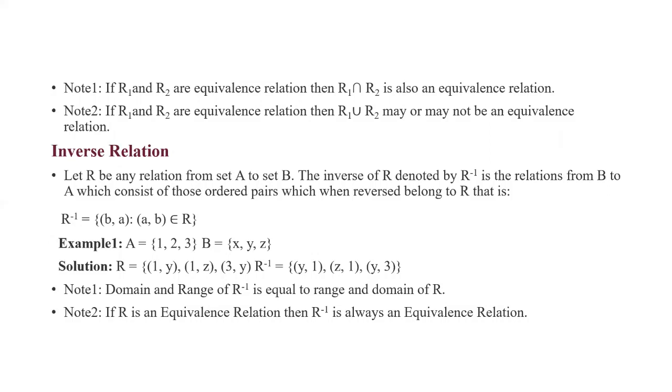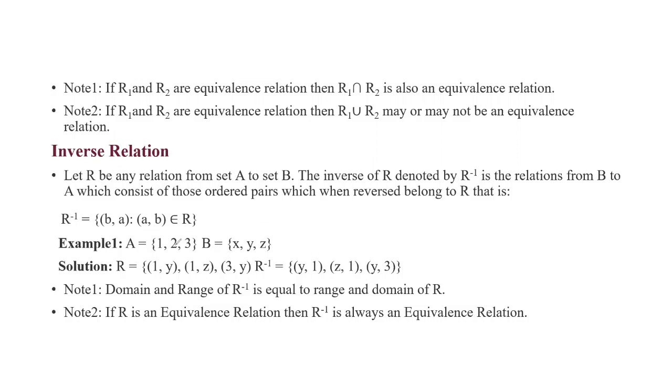Next, inverse relation. Let R be any relation from set A to B. The inverse of R, denoted by R inverse, is a relation from B to A, which consists of those ordered pairs which, when reversed, belong to R. That is, R inverse is equal to the set of pairs (B, A) such that (A, B) belongs to R.